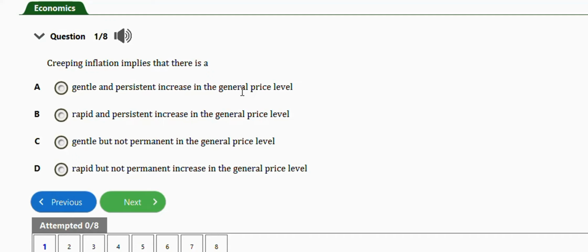in the general price level. Option B, rapid and persistent increase in the general price level. No. Gentle but not permanent in the general price level. Rapid but not permanent increase in the general price level. So the right answer is option A, which is gentle and persistent increase in the general price level.